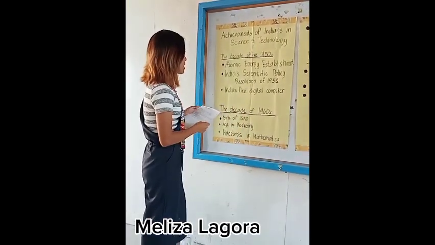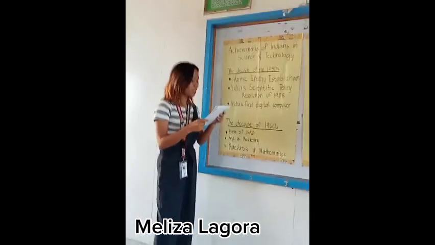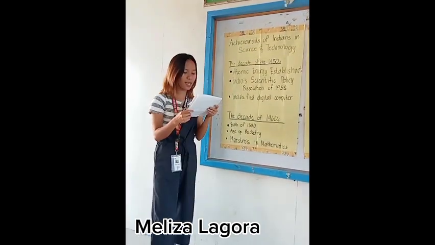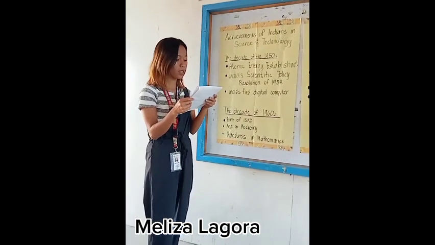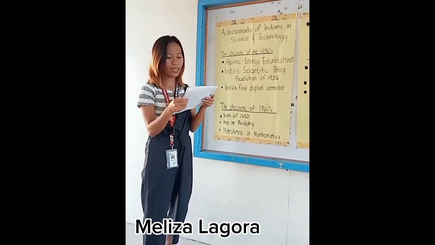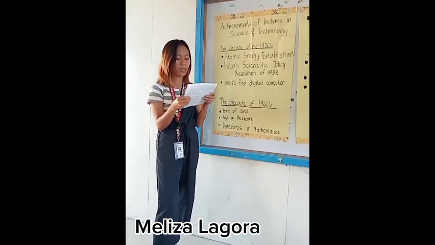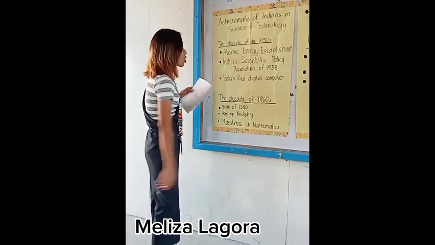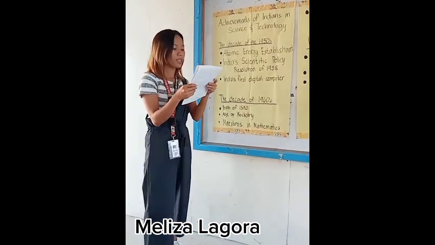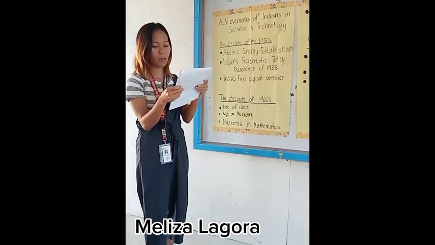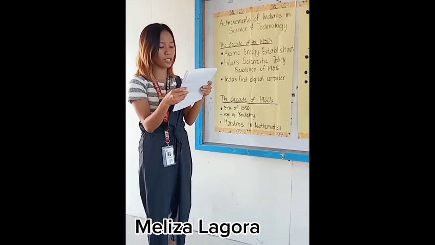Achievements of India in science and technology. The decade of the 1950s. The experiment in science and technology that independent India embarked on began with our leaders' goal of bringing about social change through public investment in this field. First is the Atomic Energy Establishment. The year was 1954, and Homi J. Bhabha established the Atomic Energy Establishment.